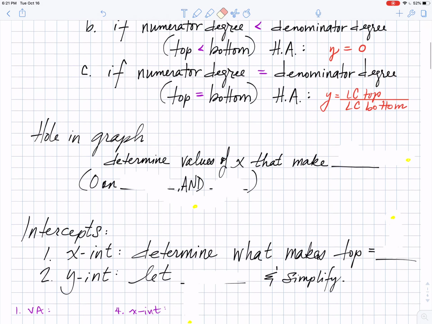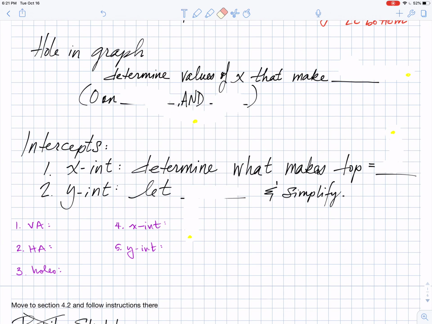A hole in the graph is like no man's land. It's just a small, tiny little dot that you cannot touch. And so the way that we're going to find a hole in the graph is we have to determine the value that's going to make both a 0 on top and on bottom. So not just the bottom like in the vertical asymptotes, but on top and on bottom.